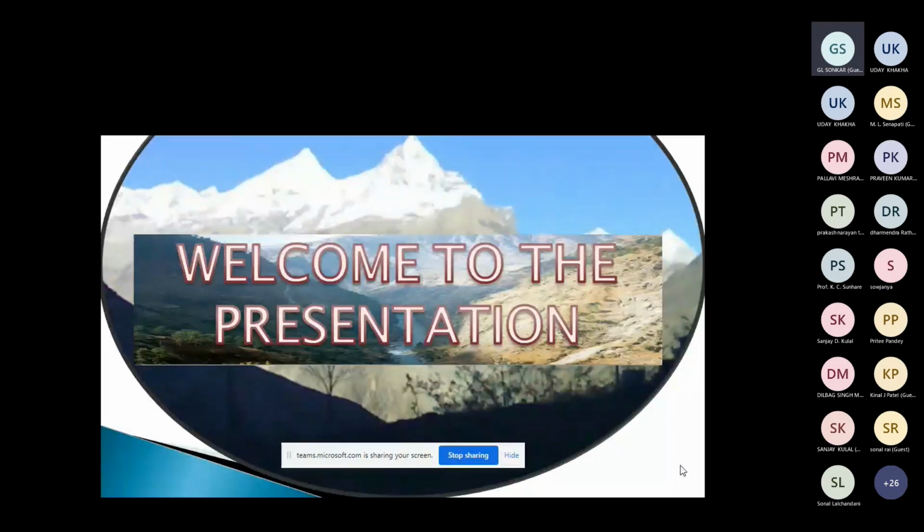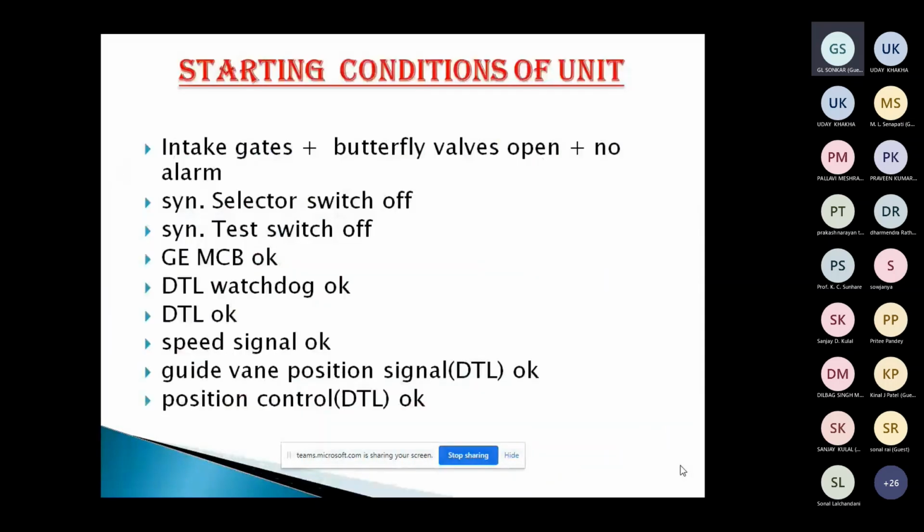So now we'll discuss somewhat the operation. We are taking the reference of the Nathpa Jhakri power plant. There are 52 starting conditions. If somebody is asked to operate the power plant, or somebody is sitting at the operation desk, you have to start the machine. Before starting the machine, there are some starting conditions or pre-check conditions. It should be ensured by the operator whether all the starting conditions are satisfied or not.